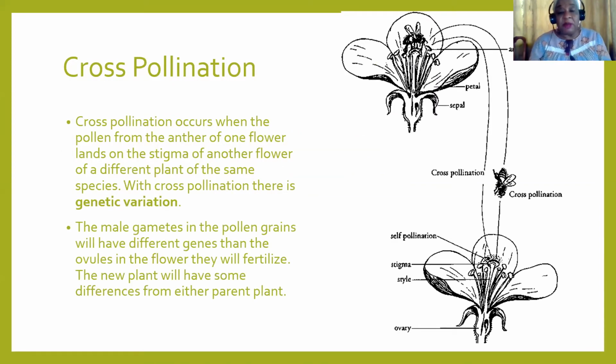And here we have cross-pollination. Cross-pollination occurs when the pollen from the anther of one flower lands on the stigma of another flower of a different plant of the same species. It has to be of the same species. Pollen from one species is not going to pollinate the flower of another species. So a hibiscus flower will not pollinate a poor man's orchid flower.